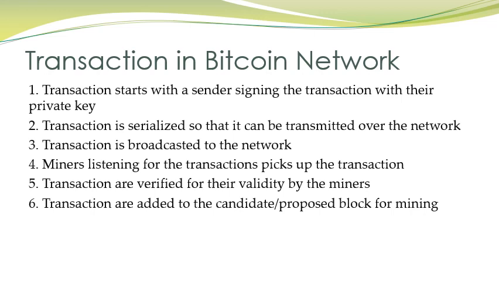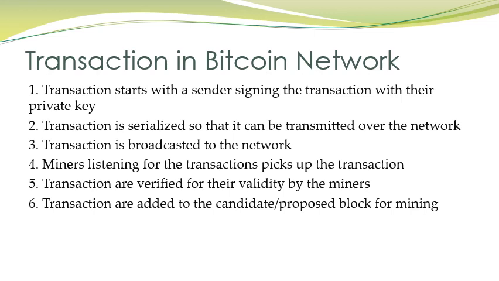Then miners listening for the transaction will pick up the transaction, and the transaction is verified for its validity by the miners. Miners will validate the transaction, and if the transaction is validated, then it is added to the candidate or proposed block for mining. Then the block is created with that transaction, and the block is ordered in the blockchain network. So this is how transactions are processed in the Bitcoin network.